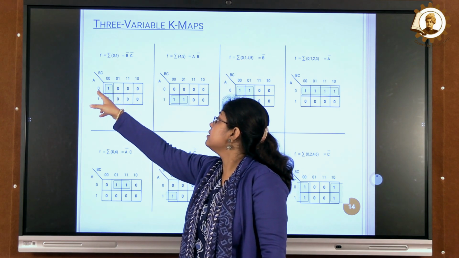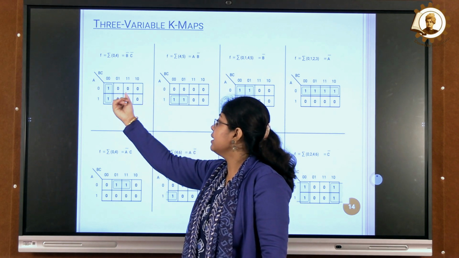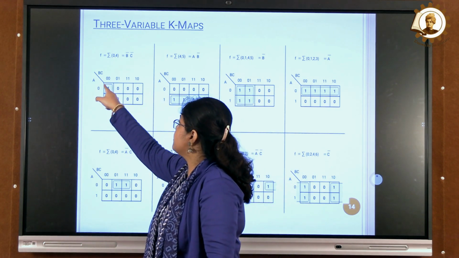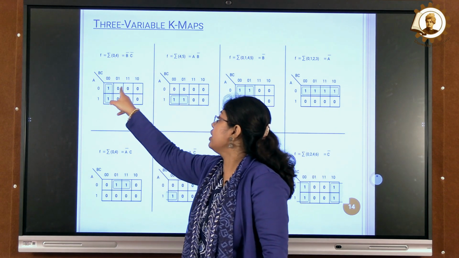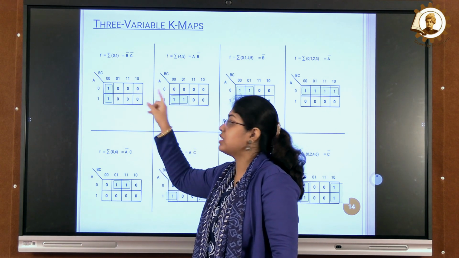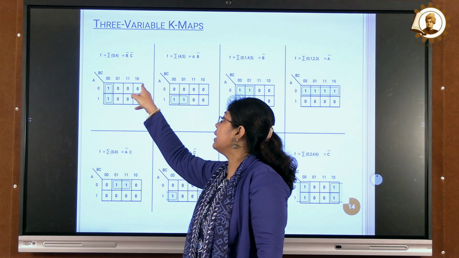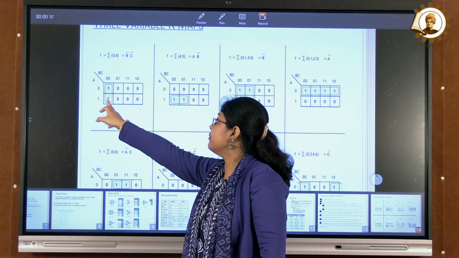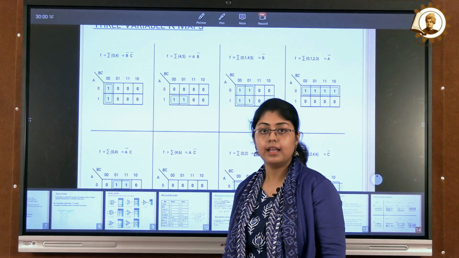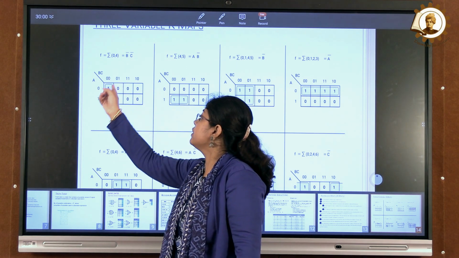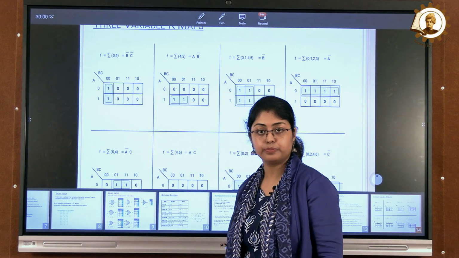M3, see 011, that means it is M3. 0. We have to read it like M0, M1, M3, M2 in the first row, and M4, M5, M7, M6 in the second row. Clear? And 0 and 4 are present. That is why I am putting 1 here and 1 here.